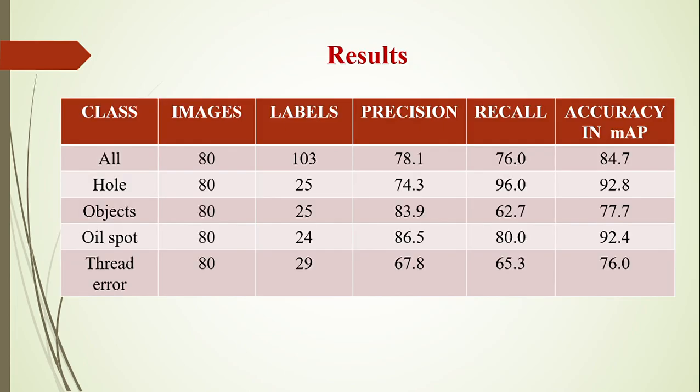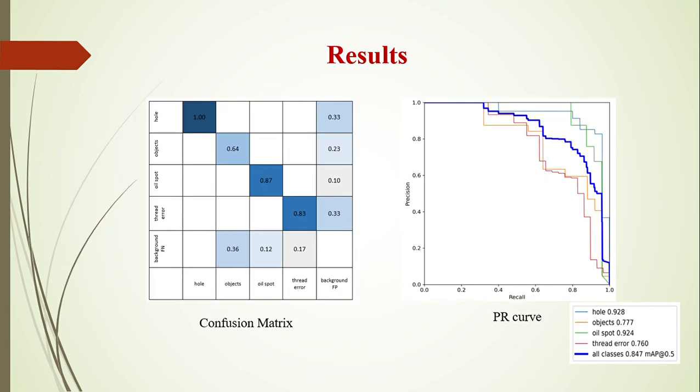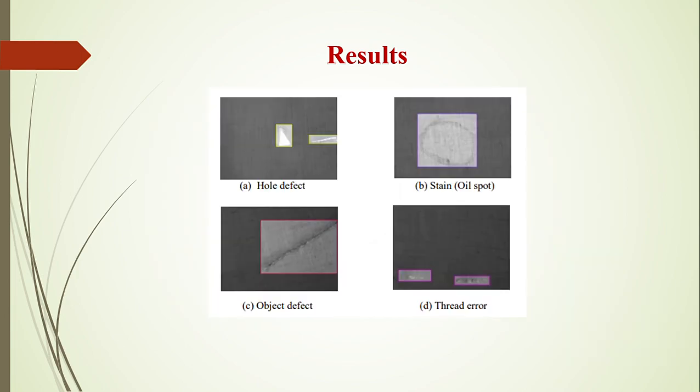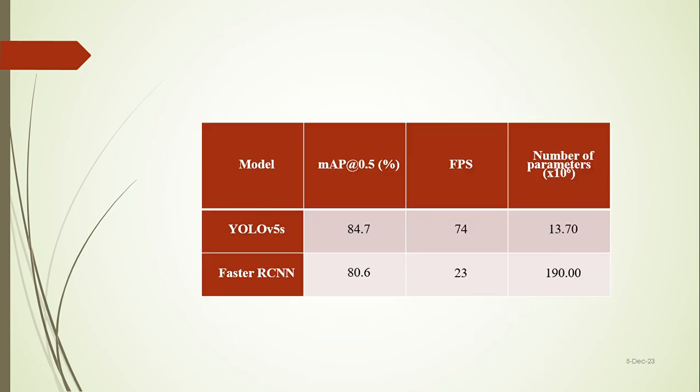This is the results we got for each class, and this is the confusion matrix and the PR curve. The PR curve has the precision and the recall. This is the results we got for each defect. And at last we are comparing the results of the YOLO v5s with the Faster RCNN. We got accuracy and FPS high in YOLO v5s, and hence it can be used in real time.